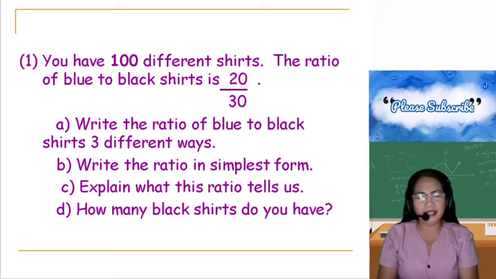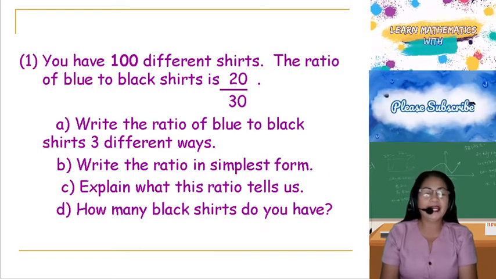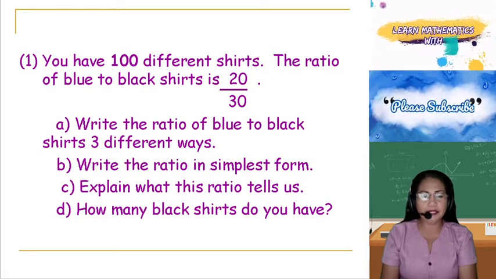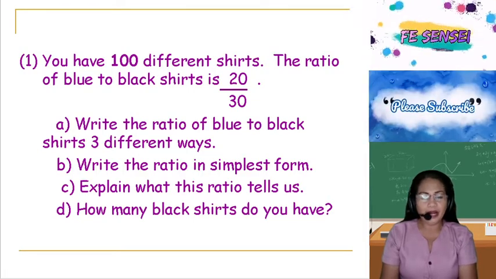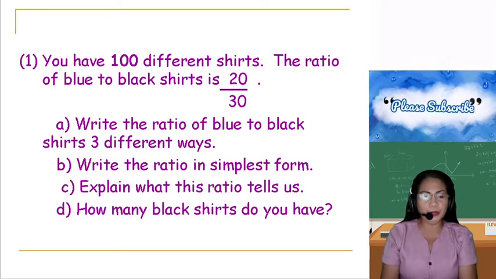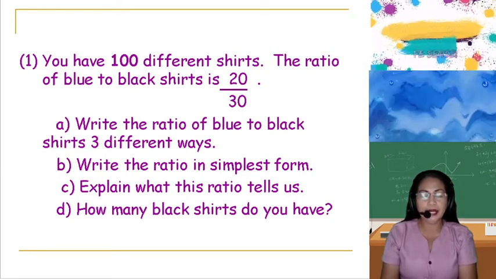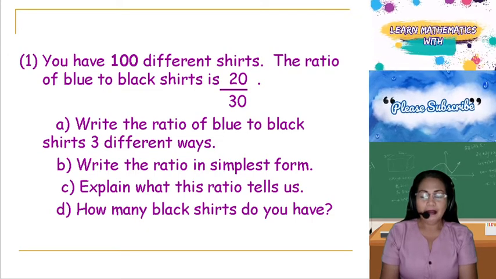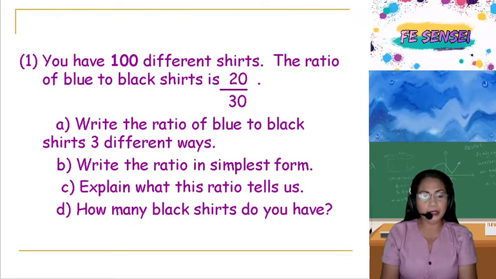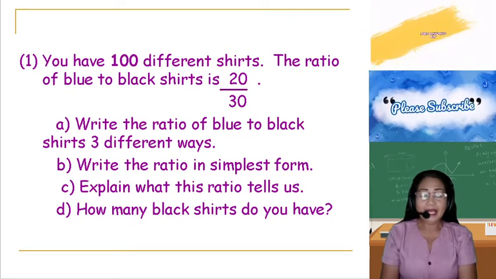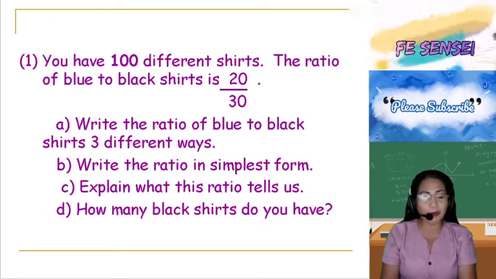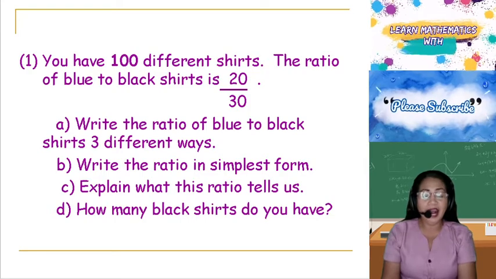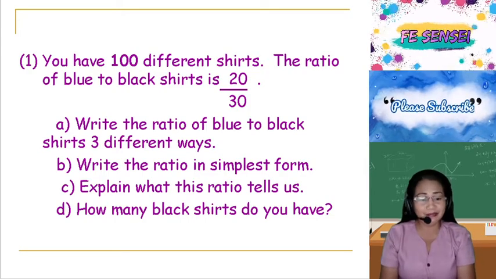You have 100 different shirts. The ratio of blue to black shirts is 20 over 30. Letter A, write the ratio of blue to black shirts in 3 different ways. Letter B, write the ratio in simplest form. Letter C, explain what this ratio tells us. And letter D, how many black shirts do you have?